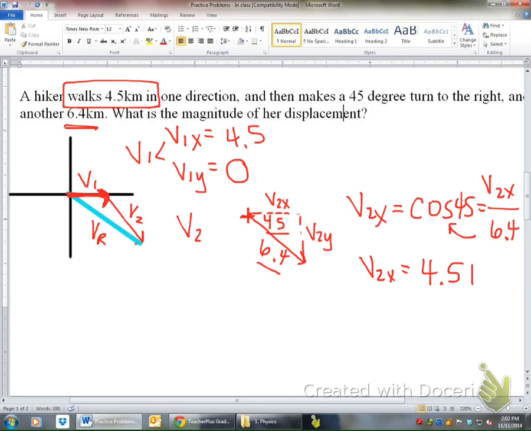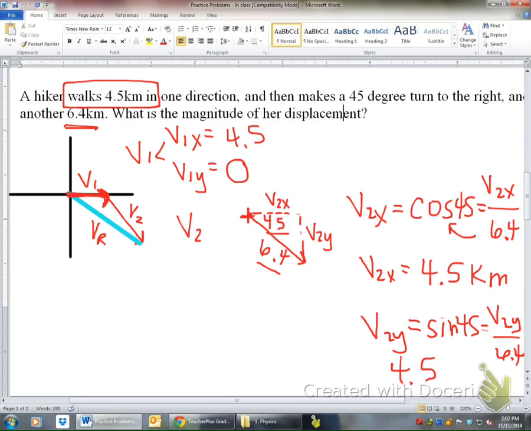4.5. Okay, so that's the x component, or the horizontal component, of this resultant, this 6.4 kilometer vector. So now let's find our y component, v sub 2y. We're going to say sine 45 equals v sub 2y over 6.4. Same thing. Yes, it should equal the same thing because it's a 45-degree angle.